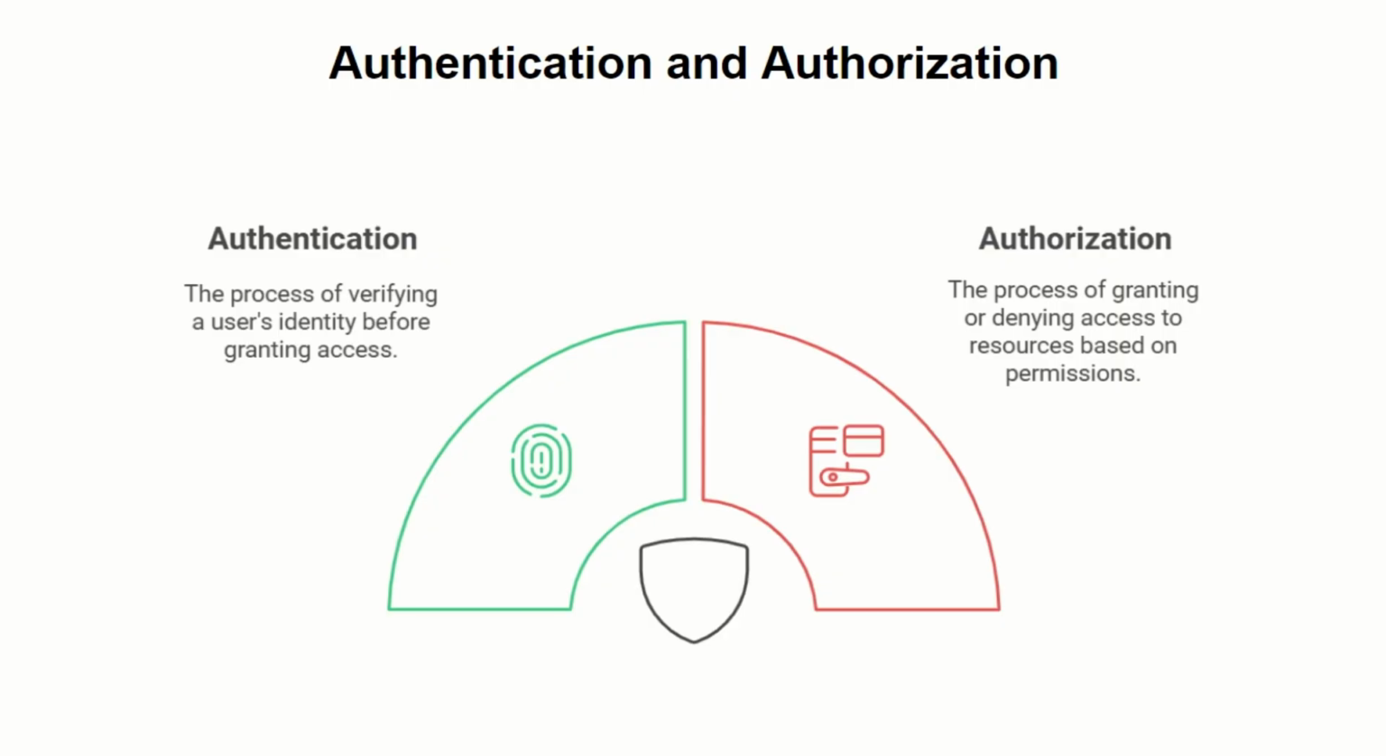Authentication and authorization are two critical concepts in information security and access control. They help ensure that only authorized users can access specific resources, protecting sensitive data and systems. So let's see what authentication and authorization are.